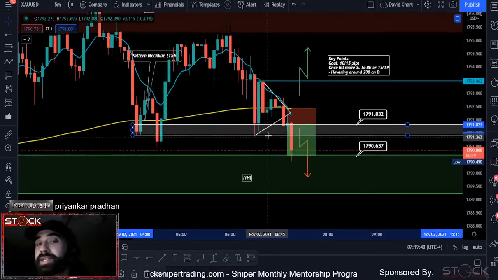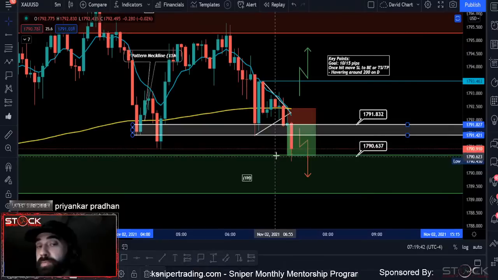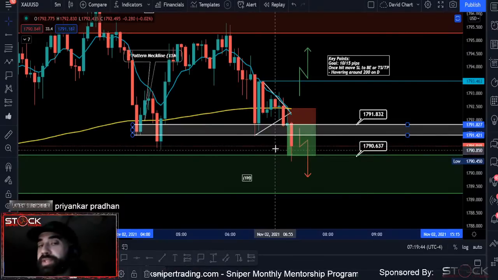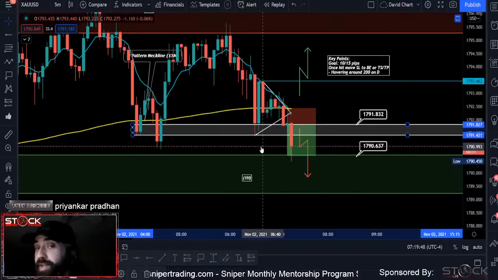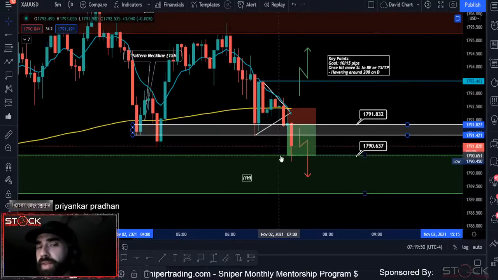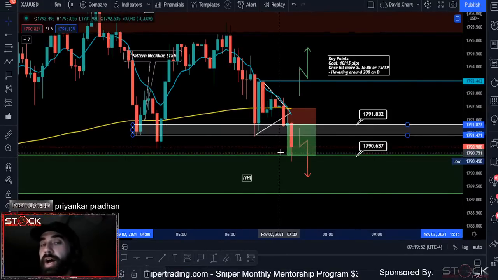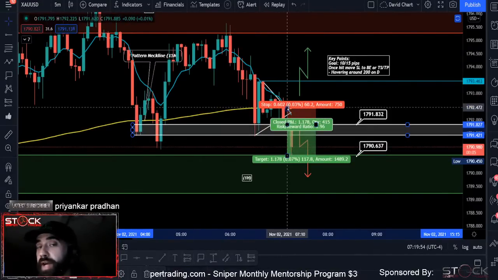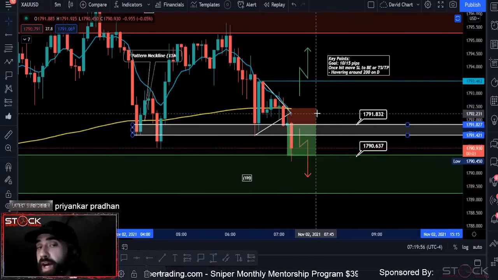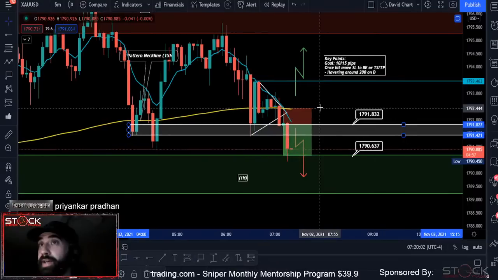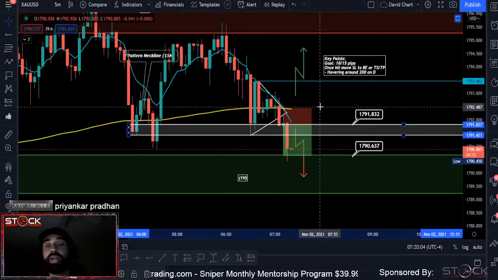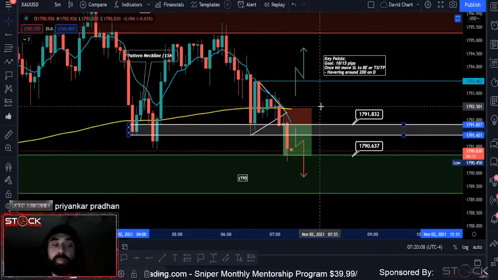Guys, if you're in this, I suggest looking to secure some partials out of it. The only reason why I'm saying that is because we're coming into a 15-minute demand zone, okay? That's why you're getting that top wick. But just always make sure you have your stop loss nice and tight in terms of your account, all right? I have no idea what's going on with your accounts, so you want to remember that you use proper risk management. That is the key to this, okay?